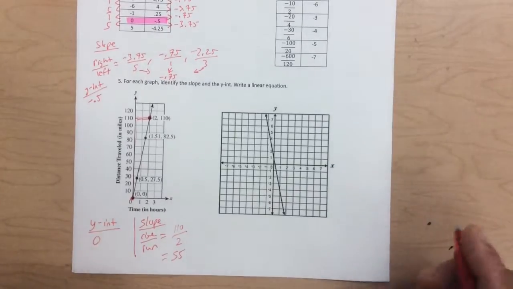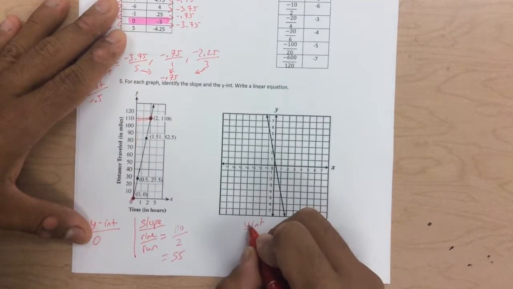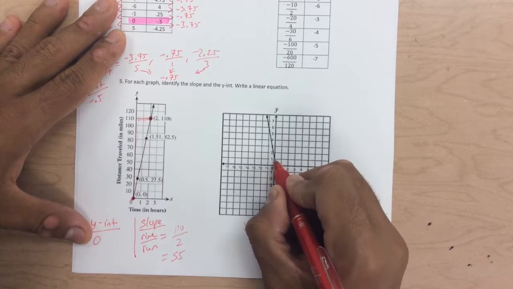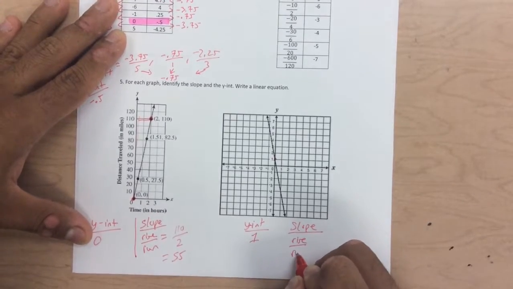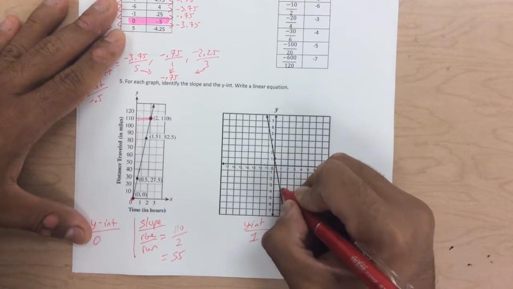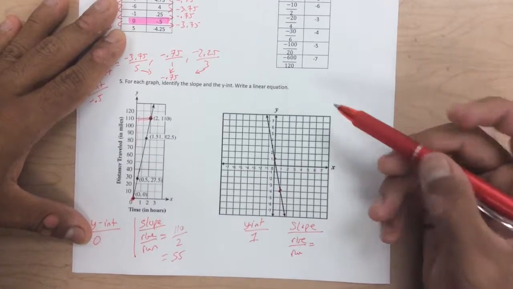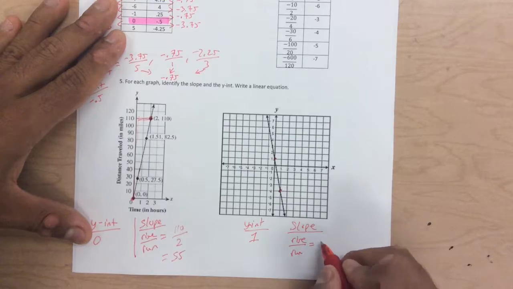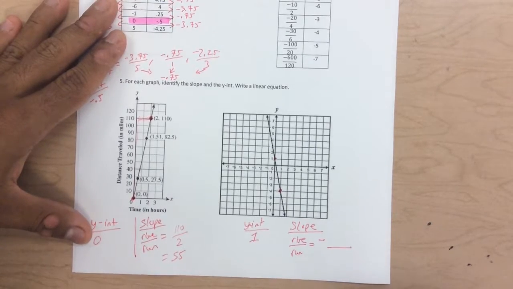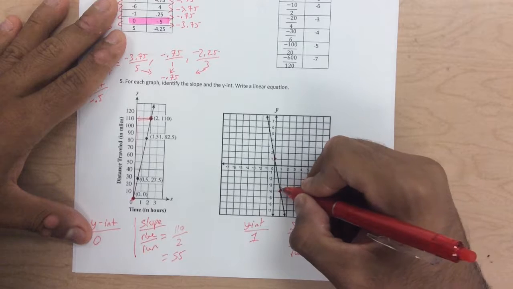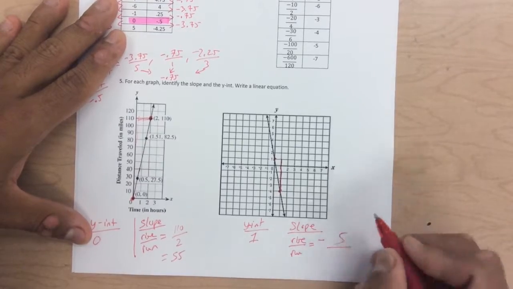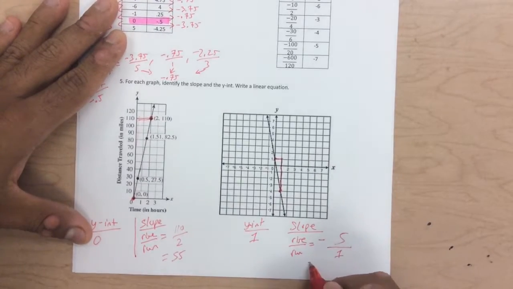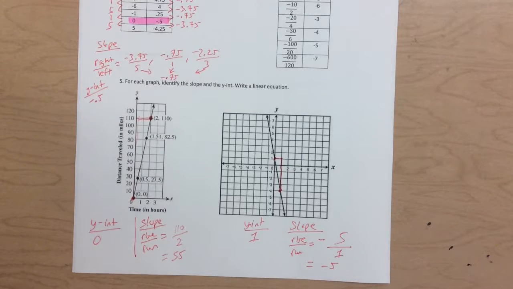Okay, next one. Let's start off with the y-intercept. And the y-intercept is where it crosses the y-axis, which will be at 1. The slope is just the rise over the run. So I'm going to choose this point and this point. Now, if you notice, it's going downstairs. So that means my slope has to be negative. So I went ahead and added that negative sign in there so I won't forget. Now let's count the rise. 1, 2, 3, 4, 5. And the run is 1. So negative 5 is my slope for that one.